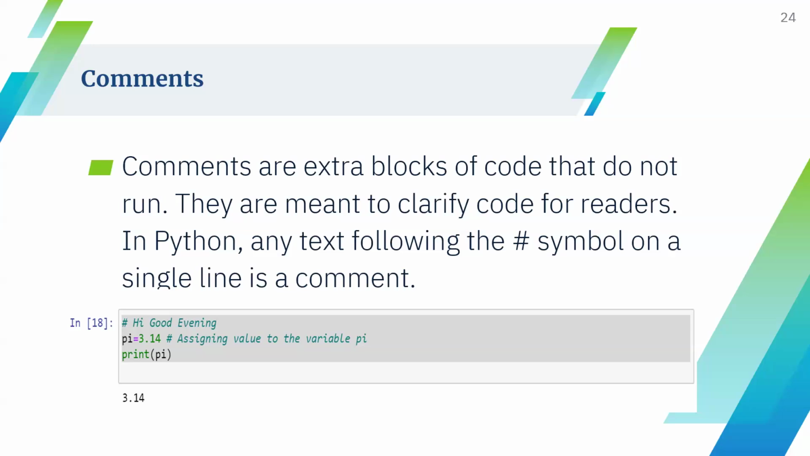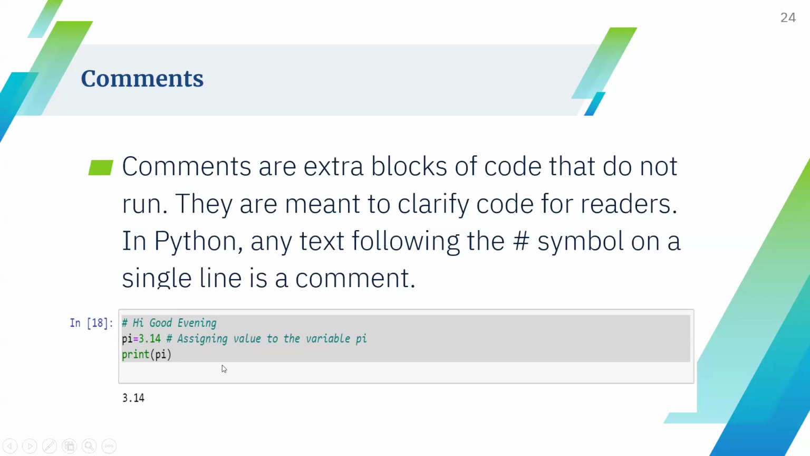So they are meant to clarify the code for readers. In Python, any text that follows the # symbol on a single line is a comment. Now see here, I'm going to say pi equal to 3.14. I want to find out the area of a circle. So here, I'm going to hash it and then write area of a circle. Either on the top, the right-hand side, or bottom, anywhere you can comment.